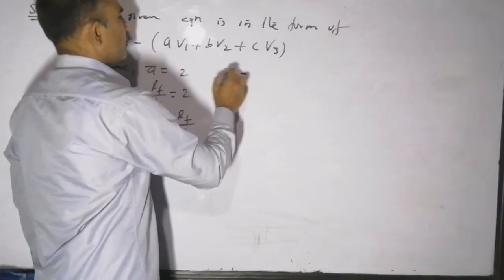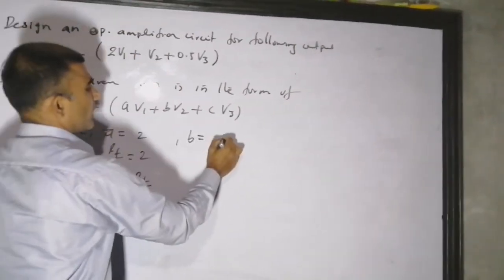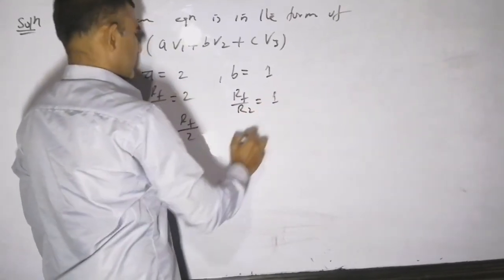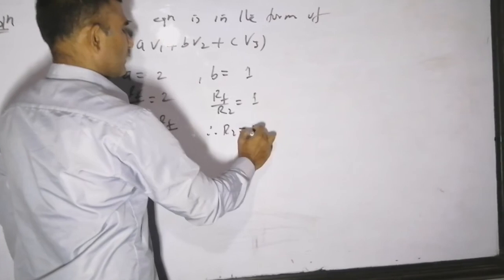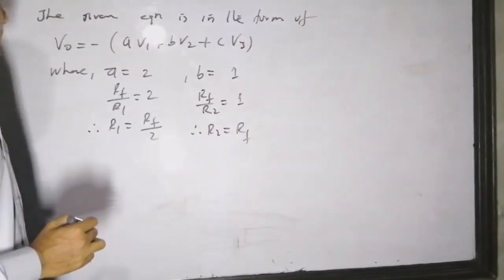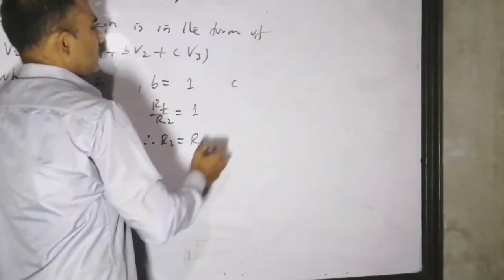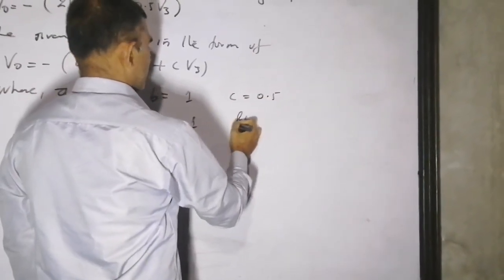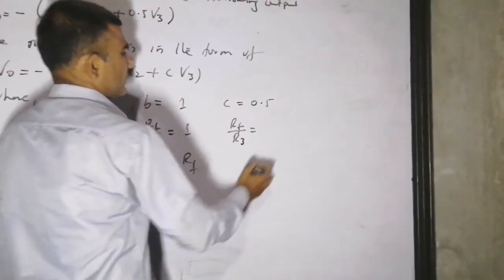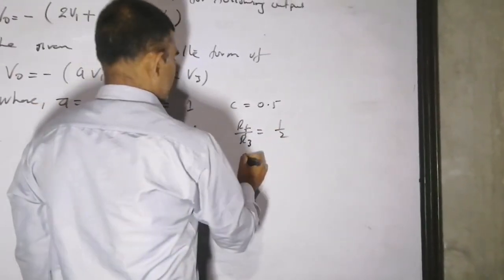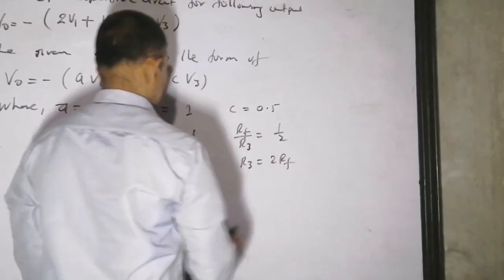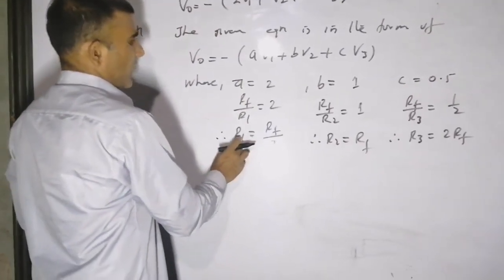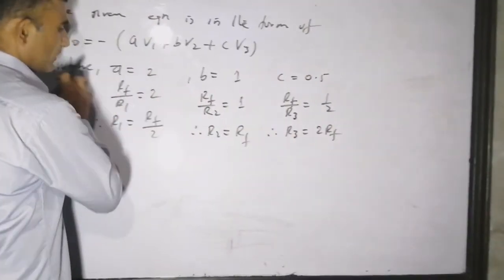Likewise, we have B equals 1, and B was Rf by R2, which equals 1. So from here R2 will be equal to Rf. Easy, no? And the third constant C was 0.5, and C was Rf upon R3, and this is 1 by 2, so I get R3 equals 2 times Rf. So friends, we get the three resistors R1, R2, R3 in terms of Rf.